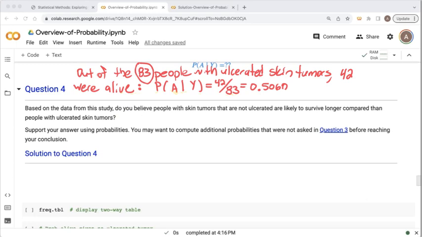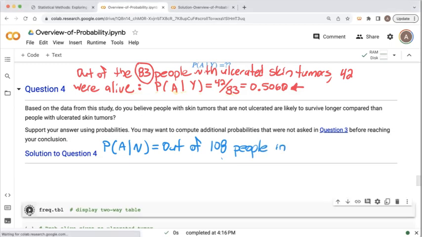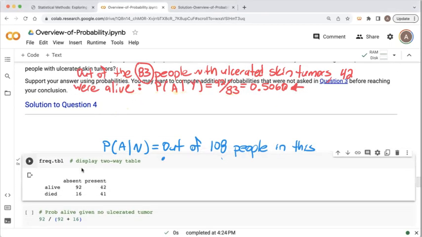So we calculated one of those relevant probabilities in 3E, which we said out of the people that had ulcerated skin tumors, the proportion of them that were alive at the end of the study was 0.506. And let's compare that to the conditional probability that the person was alive at the end of the study, given that they did not have an ulcerated skin tumor. We'll call that N. So that conditional probability, let's take a look at the frequency table that we would want to use to calculate that.